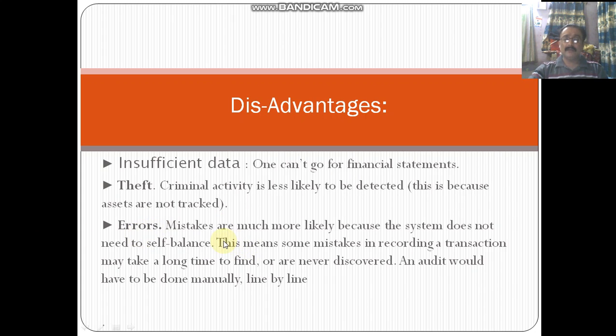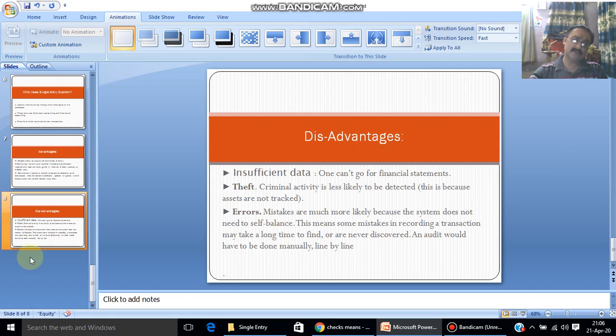As well as errors. There are many chances of mistakes using the single entry accounting method. This also means some mistakes in recording a transaction may take a long time to find or may never be discovered. An audit would have to be done manually, line by line. It means there is no methodology, due to no use of software and no use of a double entry accounting system. It is not easy with a single entry accounting system, and one fails to detect the errors, so it takes longer. So guys, these were basically the disadvantages.